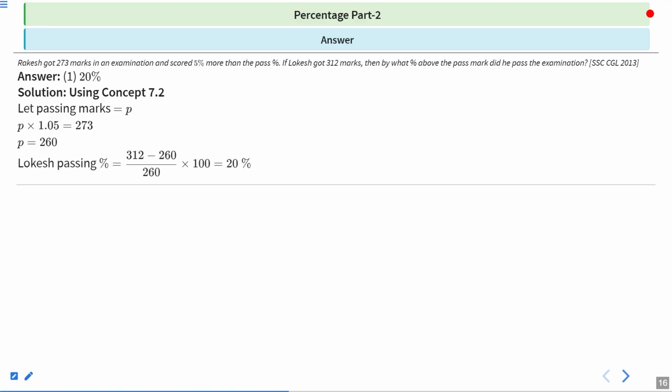Now we know that Lokesh got 312 marks and the passing mark is 260. So how many marks more did he get? 312 minus 260. And we need to calculate the percentage. So 312 minus 260 upon 260 multiplying by 100. So we got 20%. He got 20% more than the passing mark. So first one is the correct answer. Next one.